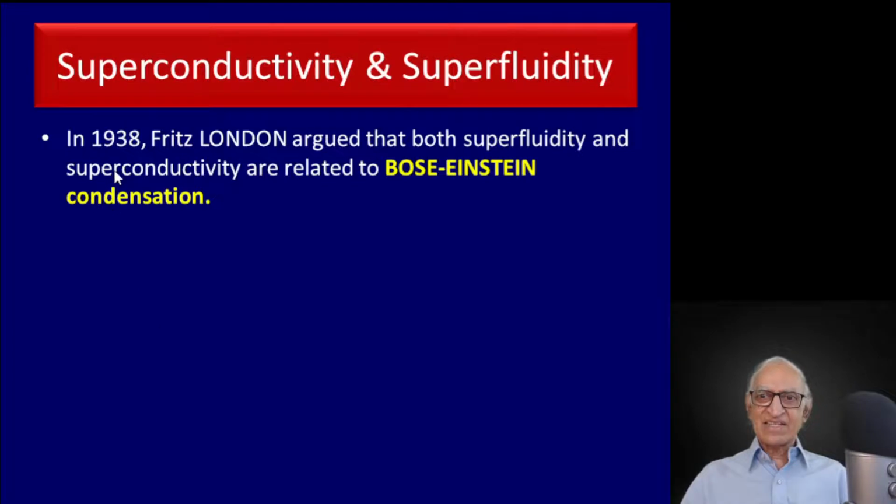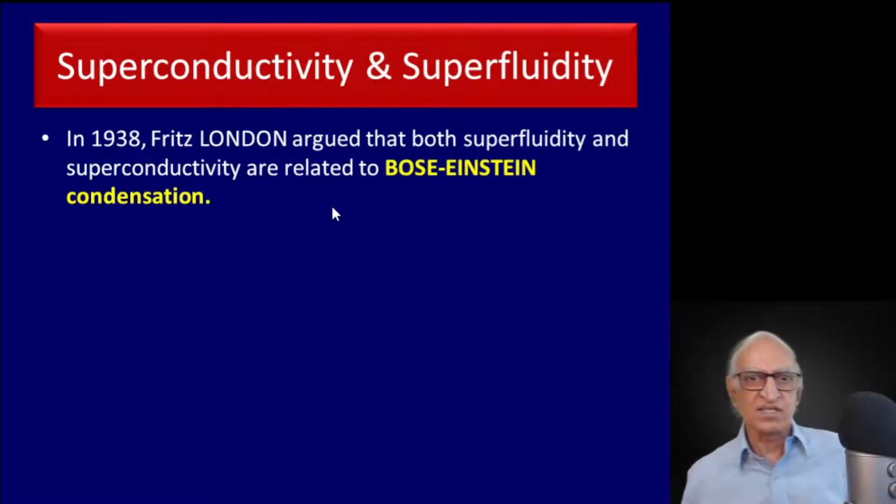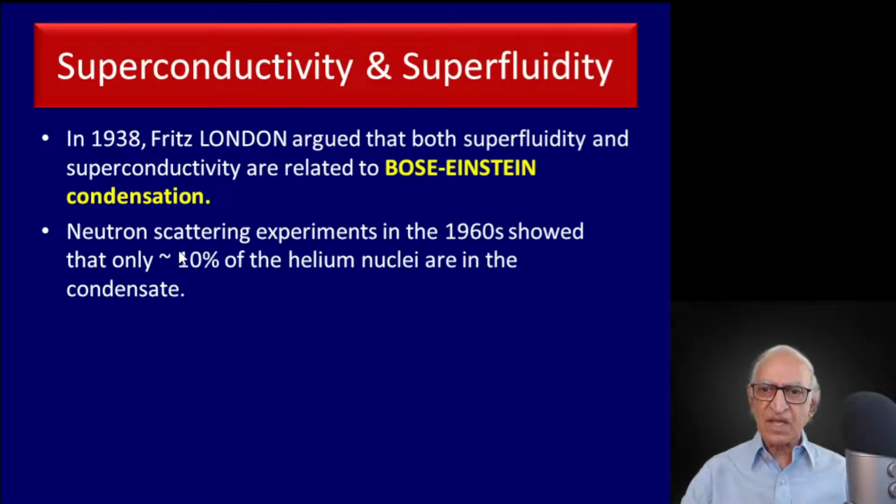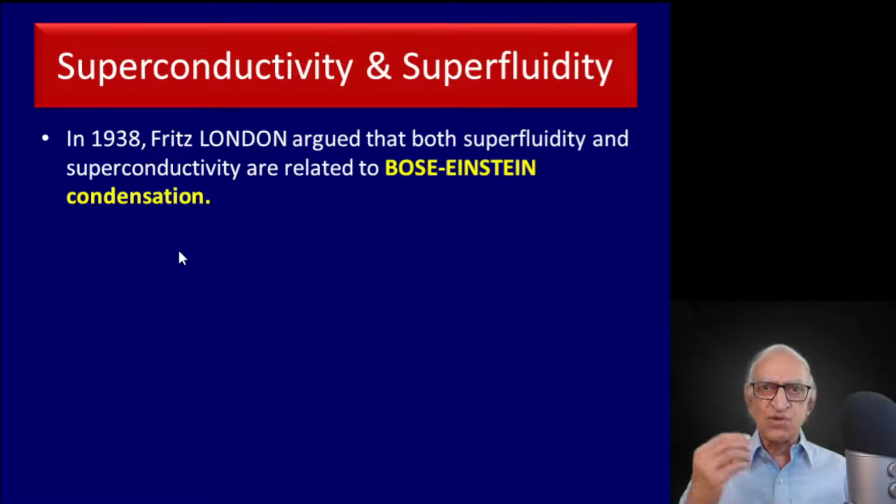Now, in 1938, Fritz London argued that both superfluidity and superconductivity are related to the phenomena known as Bose-Einstein condensation. This phenomena was finally experimentally demonstrated a few years ago, and the Nobel Prize for Physics was awarded for this experimental demonstration of Bose-Einstein condensation. Now, I have no time to explain to you what this Bose-Einstein condensation is, but briefly it is the following.